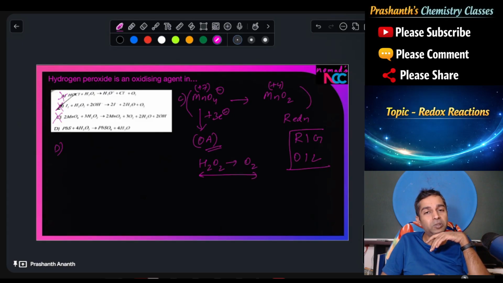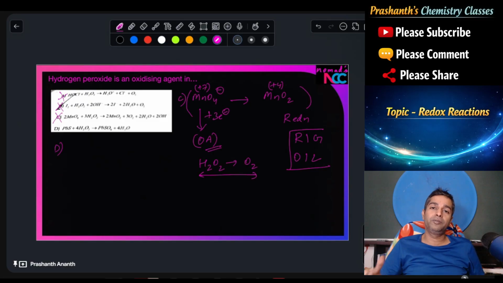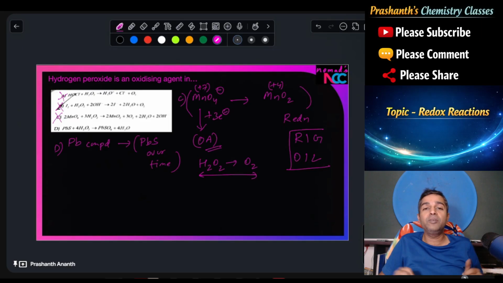What happens to that particular lead paint over there is, when it is present for a very long period of time, it starts to slowly become black. Why does that become black? Very simply put, whatever compound of lead was present will end up changing into PbS over time. And lead sulfide is actually black in color.